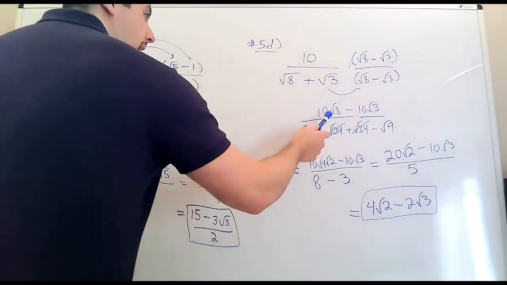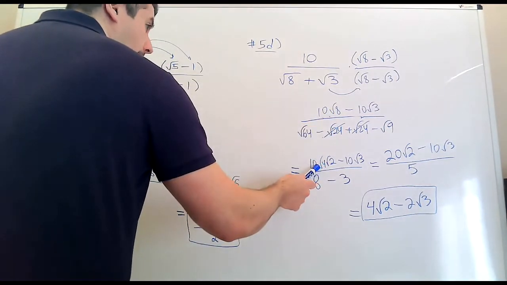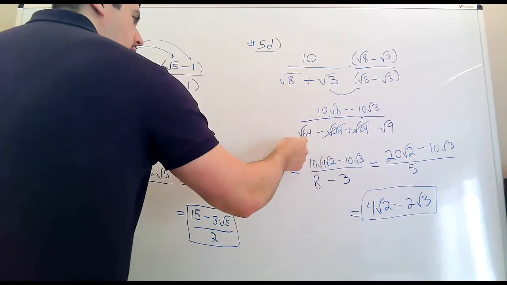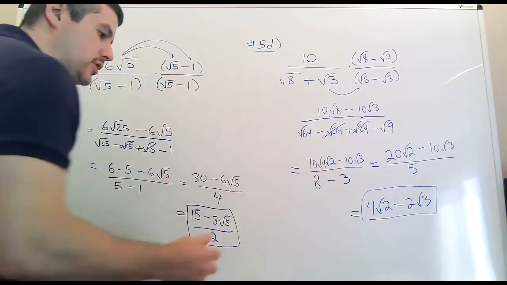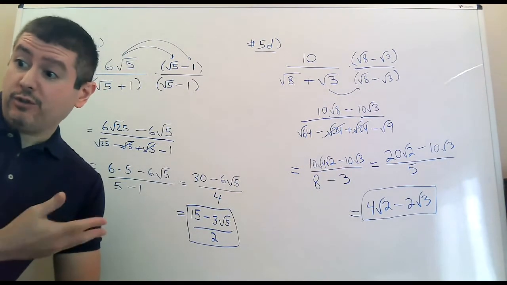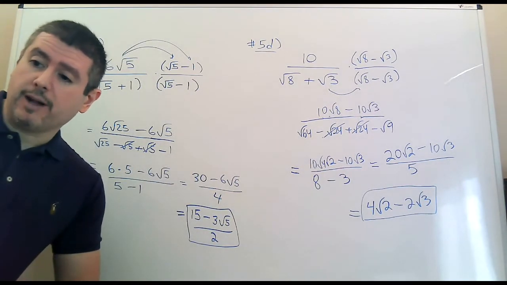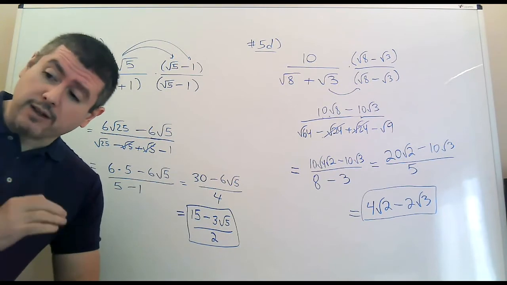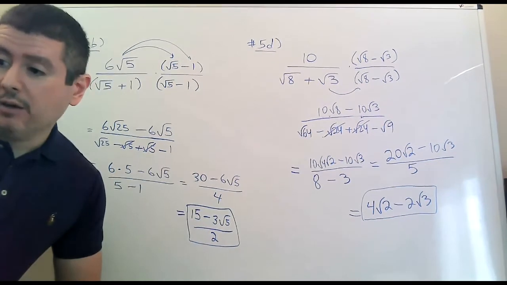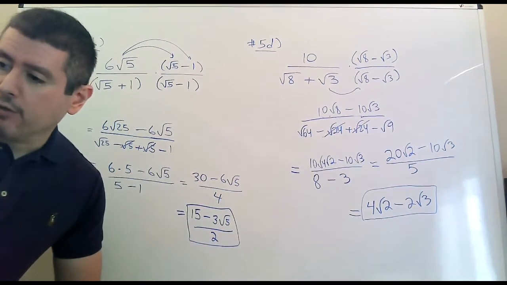I had to break the 8 down at the end on the top. But there was no reason to break this down because look, on the bottom, you just got 8 minus 3, which is 5. It's so easy to do that like that. You don't need to worry about simplifying until the very end. You never break the radicals down until the end of the problem. Okay. So now I want to go back and do 5A real quick.